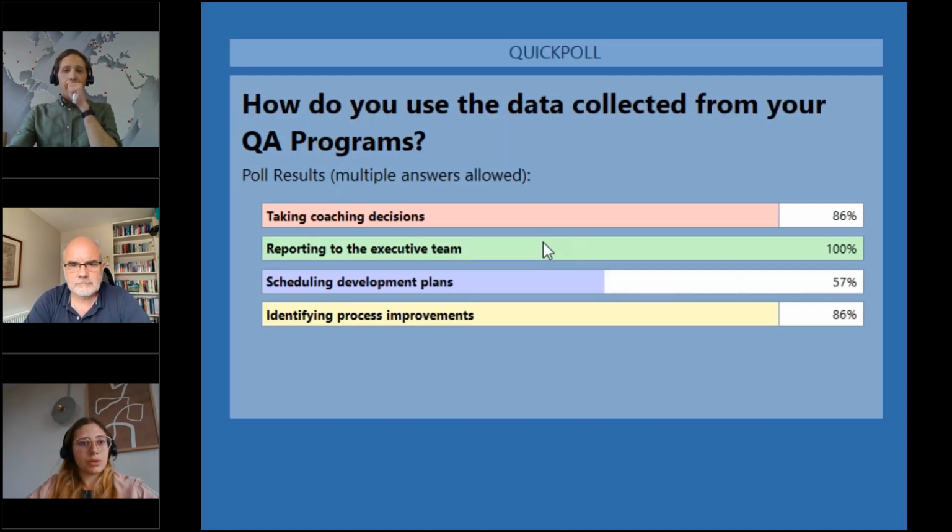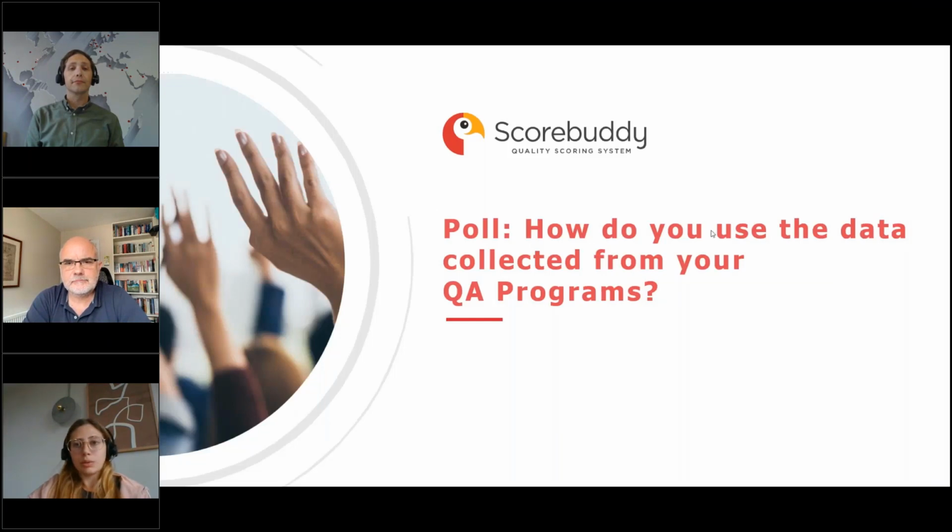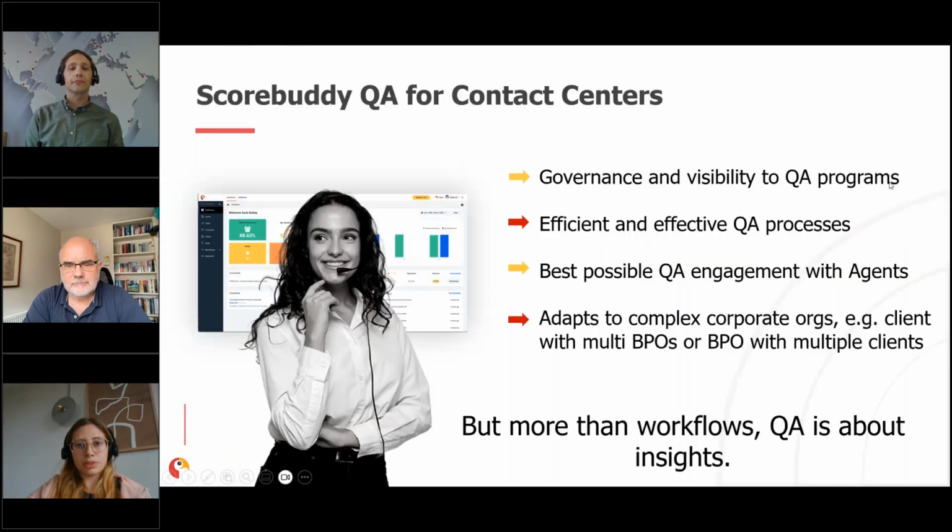These are the results. We have 100% of views using the data to report to the executive team. And then the second best voted, we have a tie in taking coaching decisions and identifying process. And we have also a fair share of views scheduling development plans with it. Okay, thanks for your inputs. Now we're going to continue our presentation.